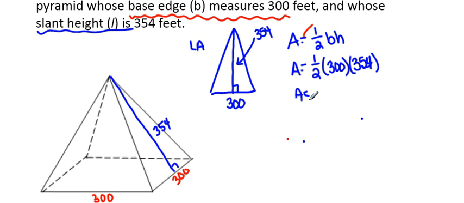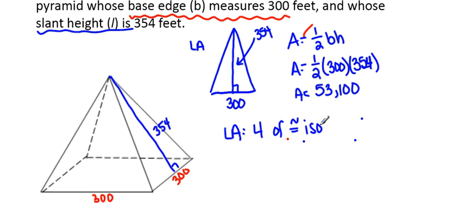I'm going to grab my calculator and I'm going to calculate that area to be 53,100. Now we have not one triangle that makes up the lateral area, but four. So my lateral area is going to be 4 of those congruent isosceles triangles.